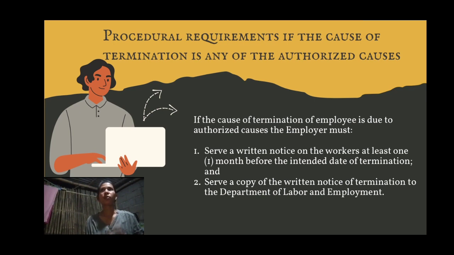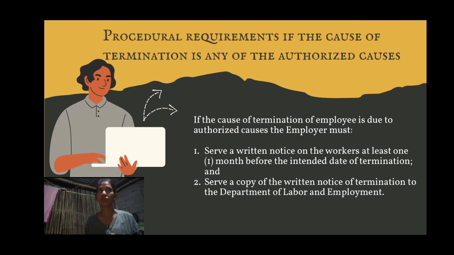Next topic is all about procedural requirements if the cause of termination is any of the authorized causes. If the cause of termination of an employee is due to authorized causes, the employer must first serve a written notice to the worker at least 1 month before the intended date of termination.